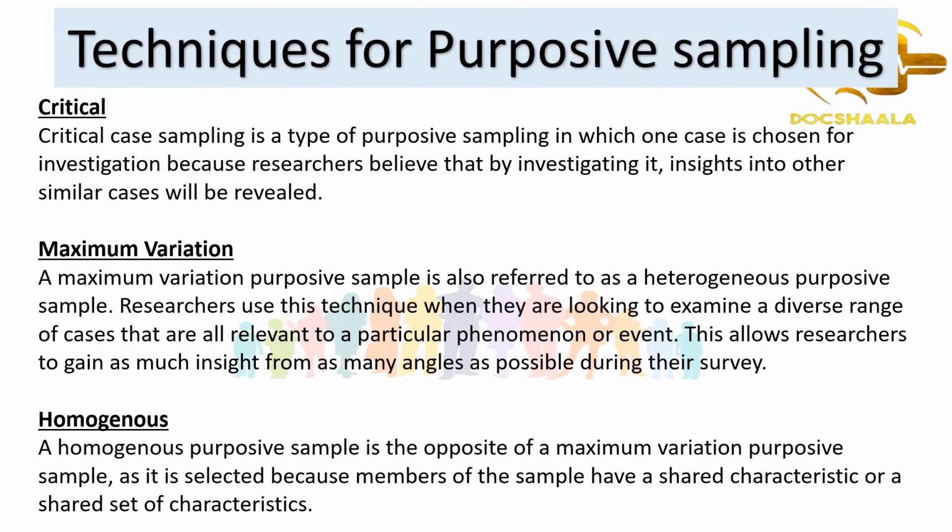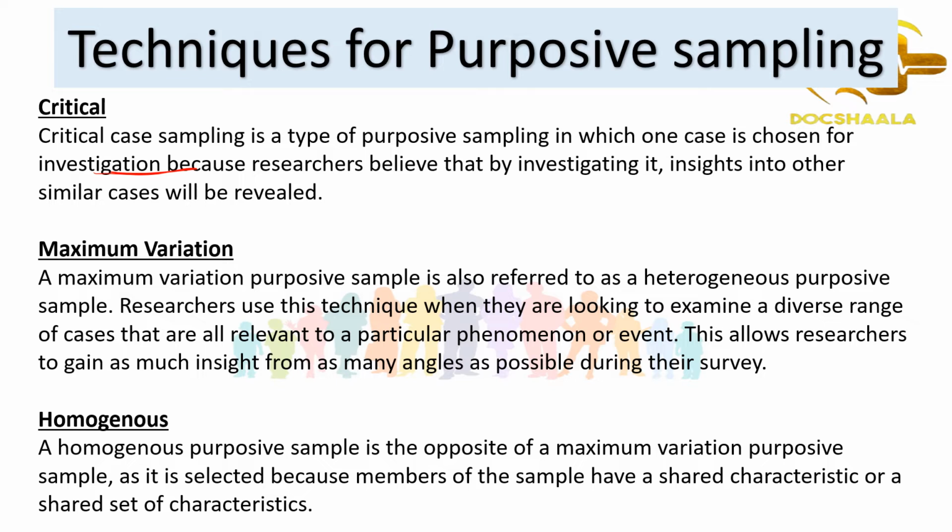Then coming to critical case sampling, it is a type of purposive sampling in which one case is chosen for investigation because researchers believe that by investigating it, insights into other similar cases will be revealed. Okay, so they only take one case in critical sampling.